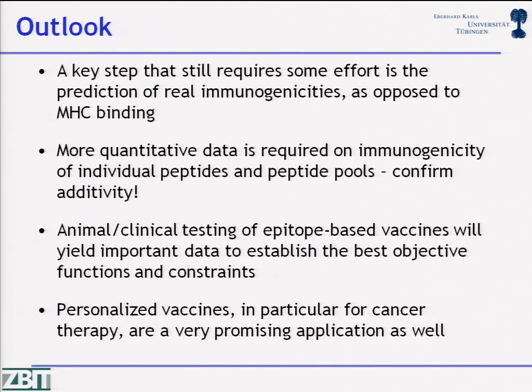And hopefully also animal and clinical testing of the epitope-based vaccines that are now in preclinical and clinical phases of the trials will yield data that allows us to identify good scoring functions or better constraints for designing these vaccines. And also an interesting application will be cancer vaccines and personalized cancer vaccines, where this might be a very promising strategy to select the epitopes for a specific patient.